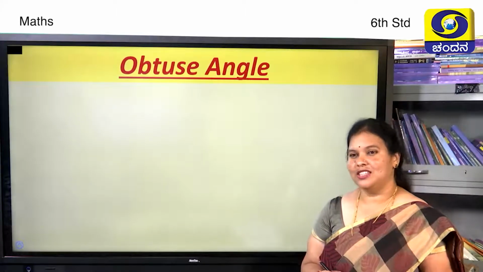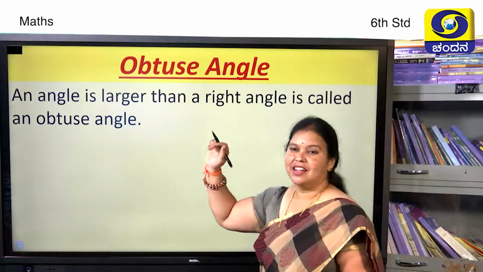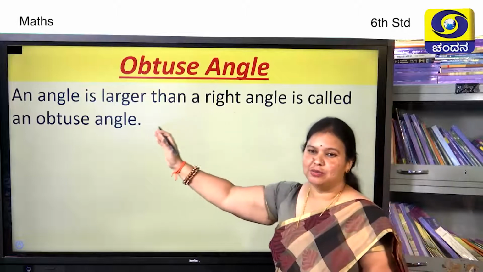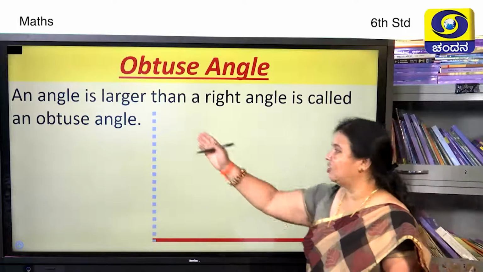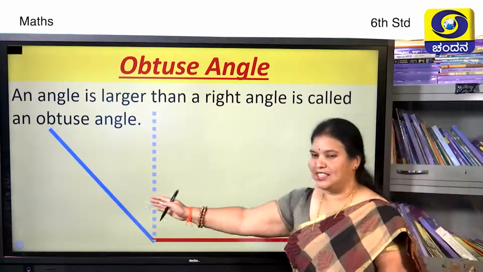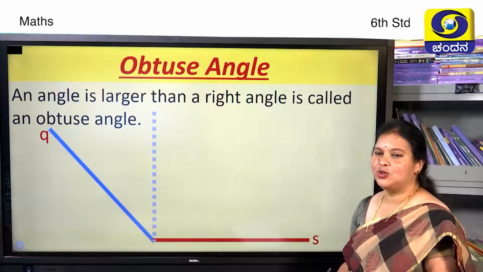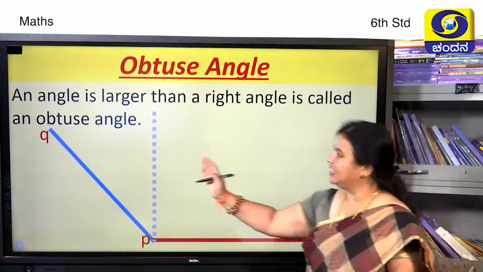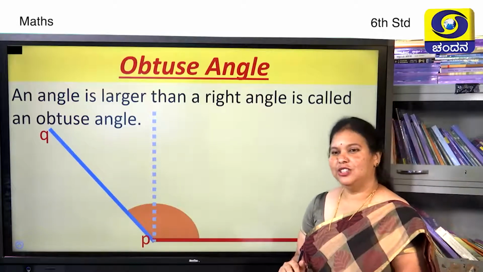Take down this for obtuse angle. We'll see what is an obtuse angle. An obtuse angle can be defined like this. An angle larger than a right angle is called an obtuse angle. So here we have a line segment and the dotted line represents the right angle. We have one more line segment. The angle formed between these two line segments QP and PS, which is greater than a right angle, is called an obtuse angle. Did you understand, children?